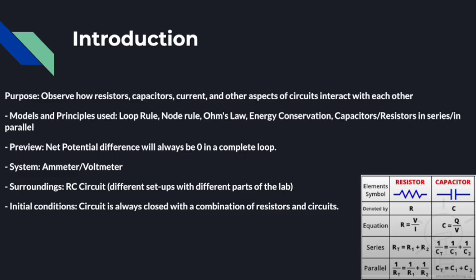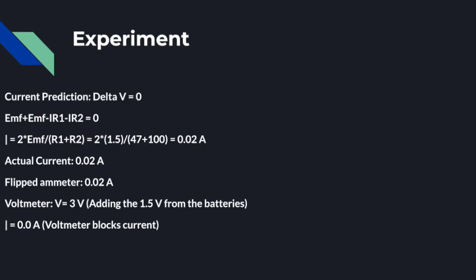The surroundings was the RC circuit, and the initial condition was that the circuit is closed, with a combination of resistors. For the experiment, the initial prediction was that the change in V would be zero. The EMF final minus I times resistor one minus I times resistor two would be zero, and then I would be this entire equation right here, which would be around 0.02 amps.